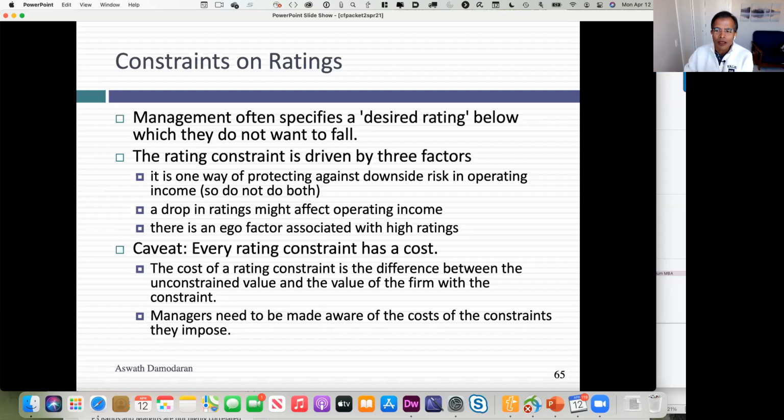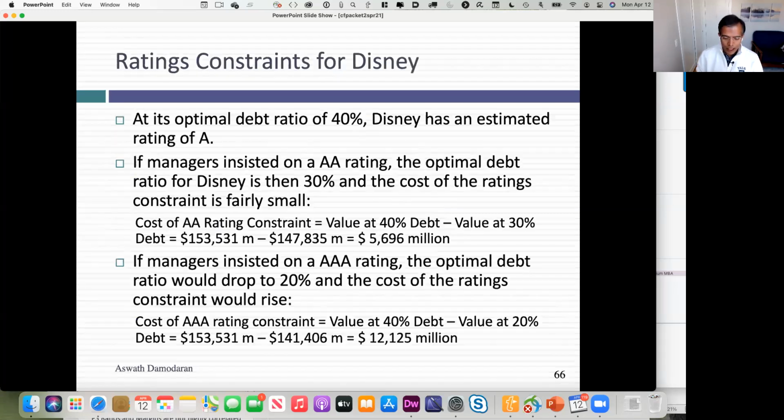We're able to borrow some money. I'm not asking you to go to single C or double B. Just go to a single A rating or a AA rating. And if you get a rating constraint, my suggestion is that you tell the management what it'll cost them to impose that rating constraint. And I'll do this for Disney, and then I'll take David's question.